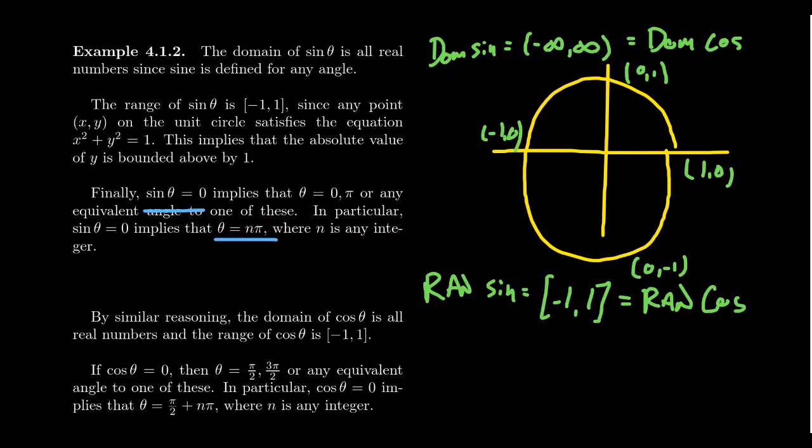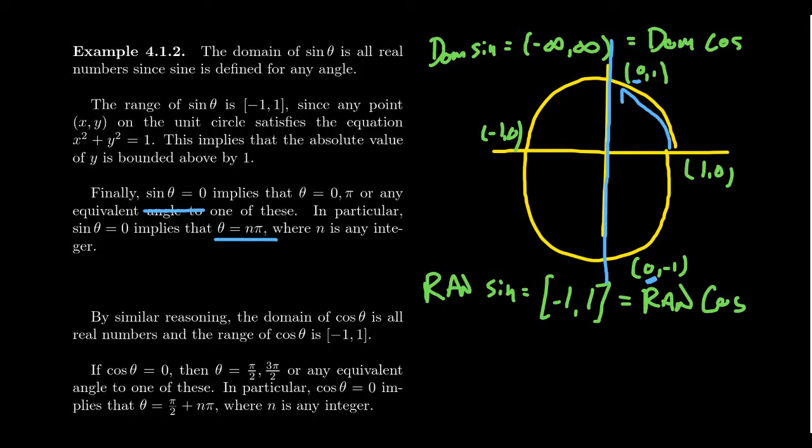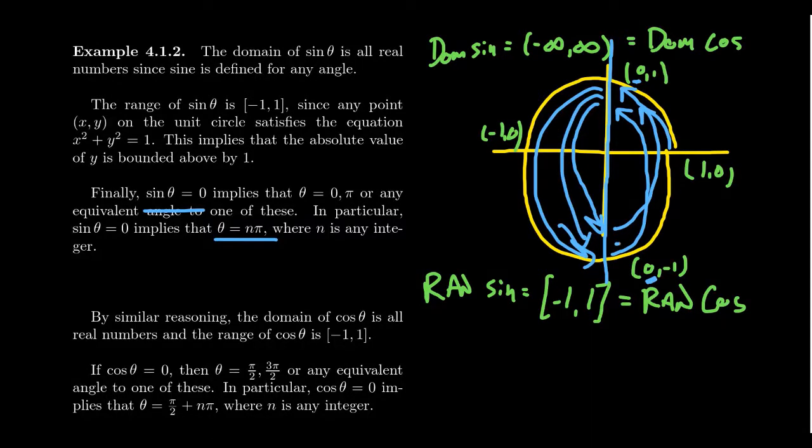For cosine, where is this going to happen? Well, cosine measures the x-coordinate, which is going to be 0 when you're on the y-axis, like we see right here. X is 0 and x is 0, just like so. And so for cosine, cosine will be 0 at pi halves, 90 degrees, at 3 pi halves, 270 degrees, and then it's going to repeat itself. You go up here, this will be 5 pi halves, then 7 pi halves, then 9 pi halves, then 11 pi halves, and you just go over and over again.